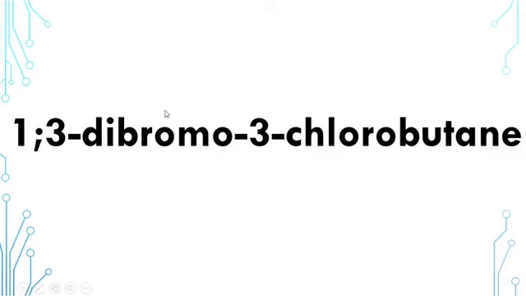Now you will note that I said the multiplier prefixes do not affect the alphabetical order rule. That means the di only indicates that there are 2 of these bromine atoms, but it does not affect the alphabetical order rule. We still follow that bromo, B, comes before C. So we ignore the D from di because it's only telling us how many bromine atoms there are. So the name is 1,3-dibromo-3-chlorobutane. Let's move to the next one.